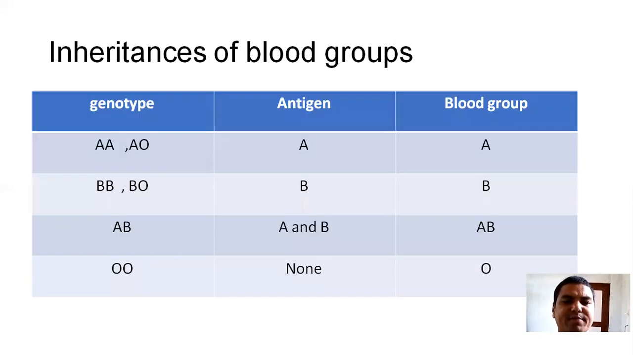Here, in inheritance of blood group, if the genotype is AA or AO, antigen A is present, and the blood group will be A. If the genotype is BB or BO, the antigen will be B and the blood group will be B. If the genotype is AB, antigens A and B will be present and the blood group will be AB. If the genotype is OO, there will be no antigen, and the blood group becomes O.